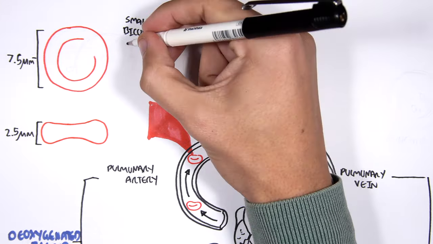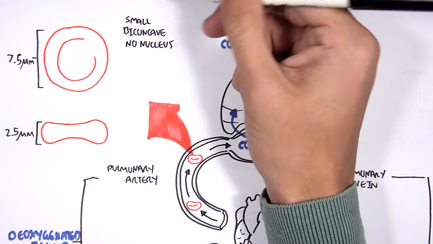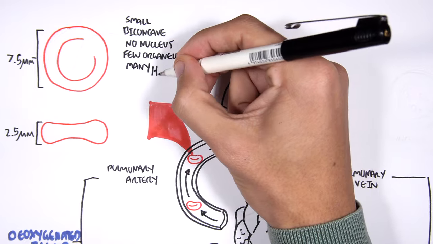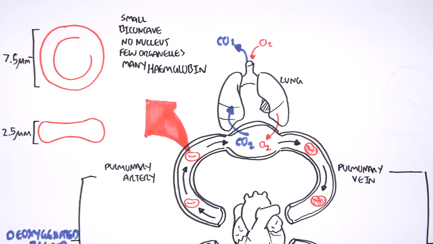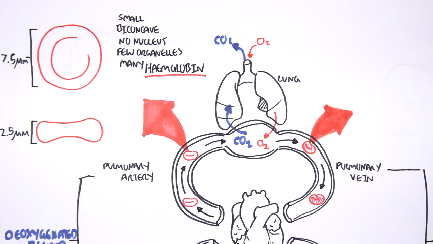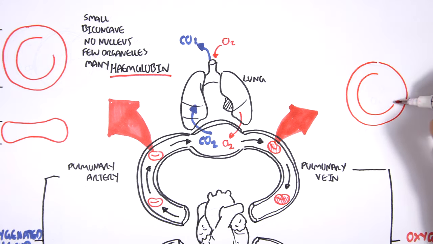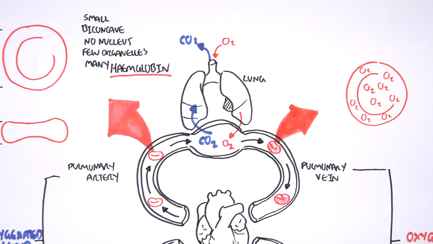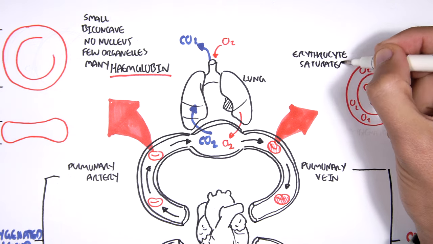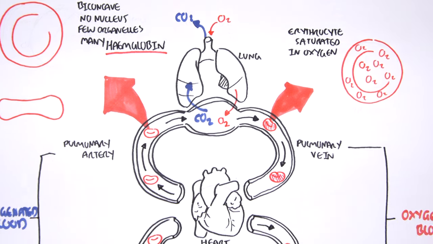So if we were to describe a red blood cell, we would describe it as small and biconcave. It contains no nucleus when it's mature, and few organelles. But it contains many, many hemoglobin molecules. And it is these hemoglobin molecules that are responsible for carrying the oxygen. Now let's zoom into this red blood cell that contains bound oxygen. Here we can see that the red blood cell contains many oxygen molecules after the blood supply has been reoxygenated by the lung. So this erythrocyte, this red blood cell, is saturated with oxygen.